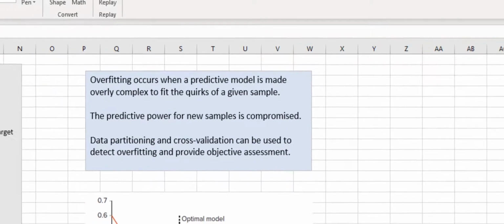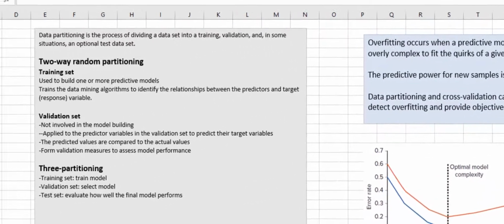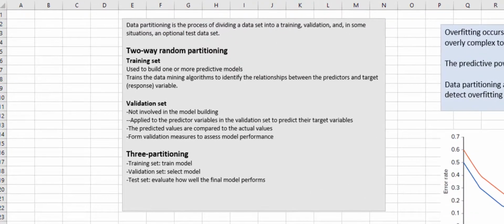In order to overcome the overfitting problem, we partition the data and use cross-validation to detect overfitting. So if you remember, we partition the data into two sets. One is the training set and the second one is the validation set. The training set is used to build one or more predictive models, and it trains the data mining algorithms to identify the relationships between the predictors and the target variable. The validation dataset is not involved in the model building, but you use it to measure the predictive power of the models that you have built in the training dataset.